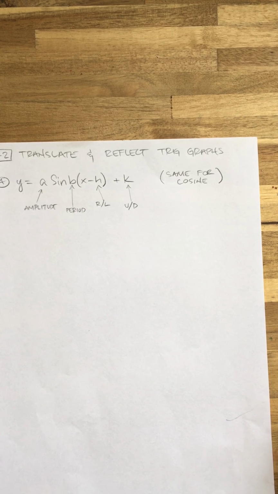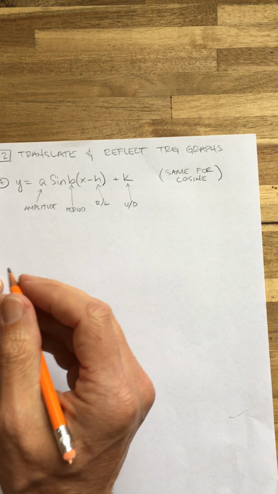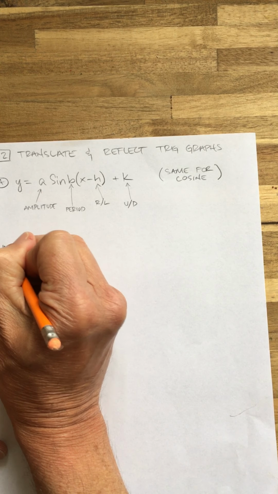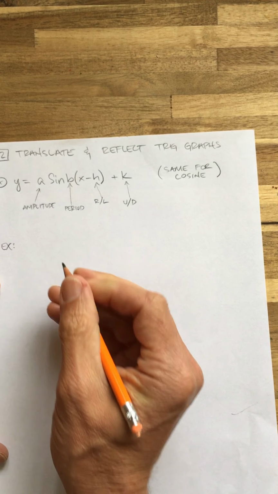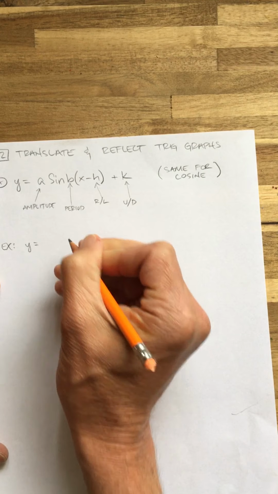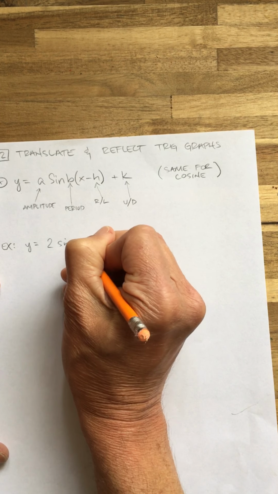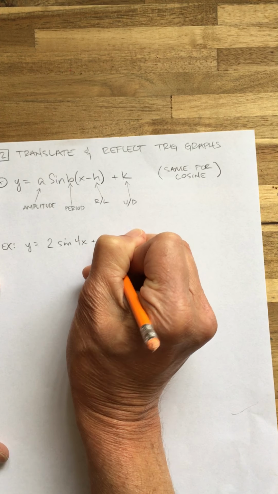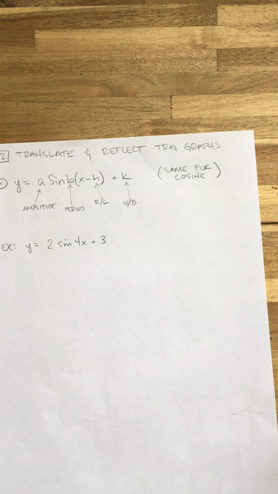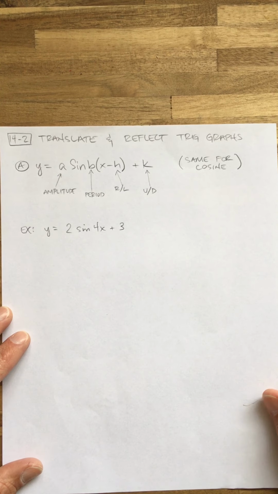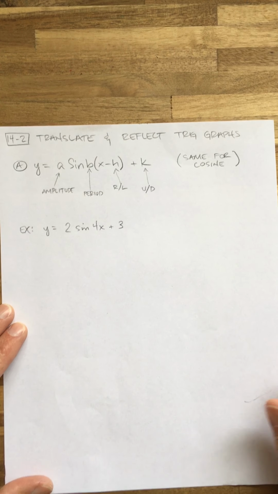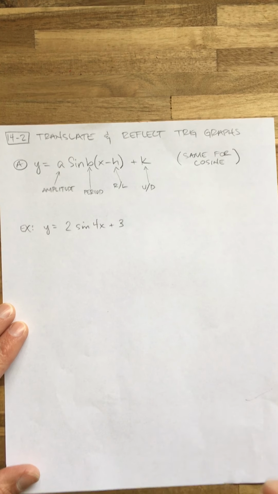Again, I think the best way to approach this is just to work out some examples. So I'm going to give you one to start off with. It's not too insane, I promise. Here's my first example. It is y equals 2 times the sine of 4x plus 3. This one actually is pretty straightforward. Let's just get into it.